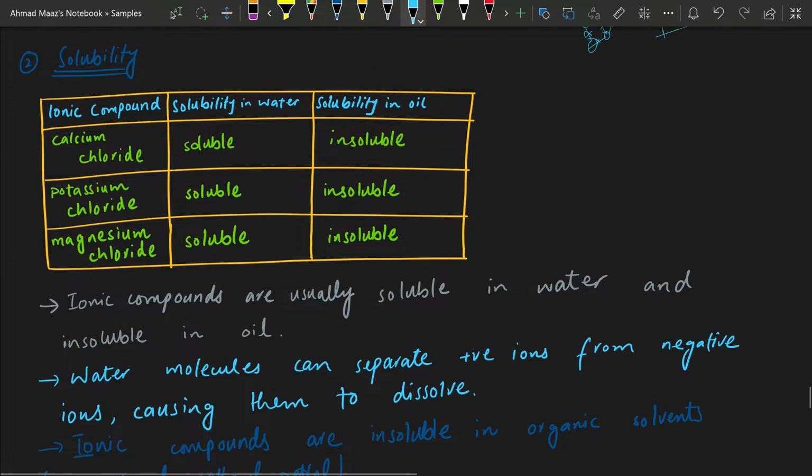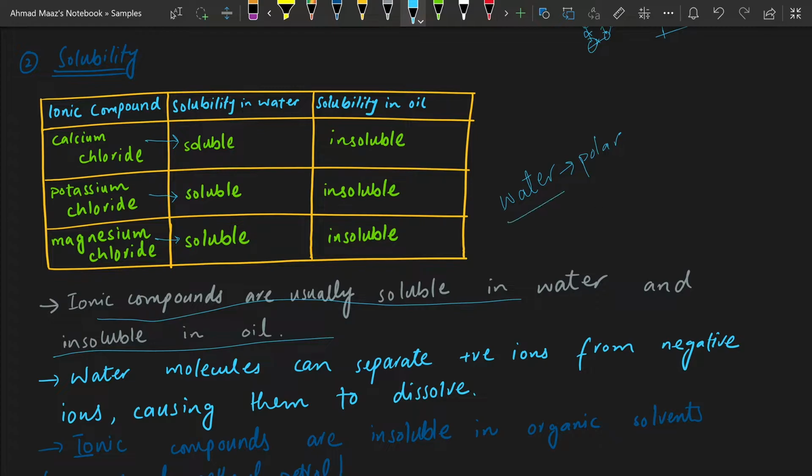Let's talk about the solubility. Ionic compounds are usually soluble in water because water itself is a polar liquid. So, calcium chloride is an ionic compound and it is soluble in water. Potassium chloride is soluble in water. Magnesium chloride is soluble in water. So, usually ionic compounds are soluble in water, but they are insoluble in oils, or non-polar liquids. Water is a polar liquid, which means that water has polarity as well.